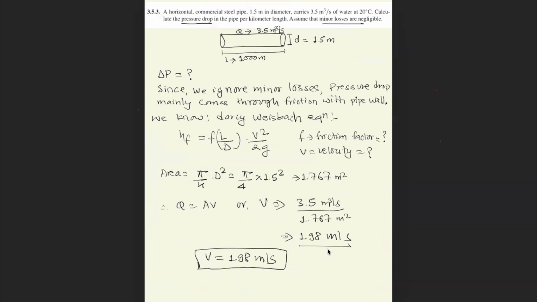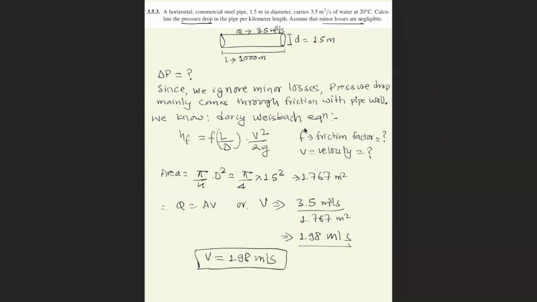Now let us go through question number 3. It asks us to find the pressure drop in the horizontal pipe per kilometer length. This question is pretty simple because it just asks to find pressure drop, and if we know the Darcy Weisbach equation, then it will be pretty easy. As the question says, minor losses are negligible, so we ignore minor loss, but there will be pressure drop because of friction with the pipe wall.